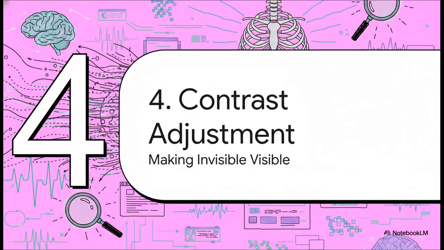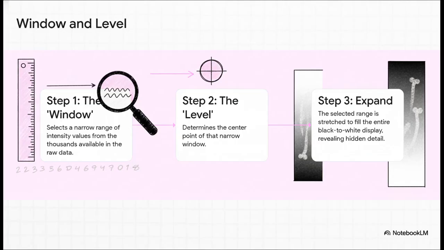So if all that information is just hiding there in the data, how do doctors actually see it? Well, this is where the true power of digital imaging really comes into play. We can use software to explore that huge range of hidden data. This is done using a technique called window and level.